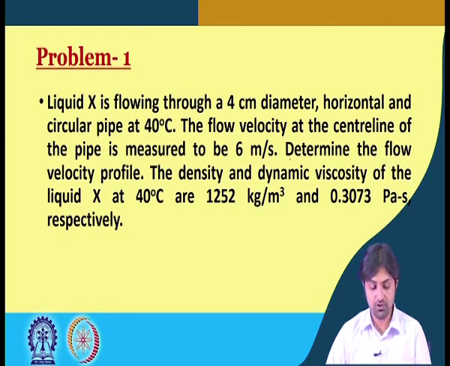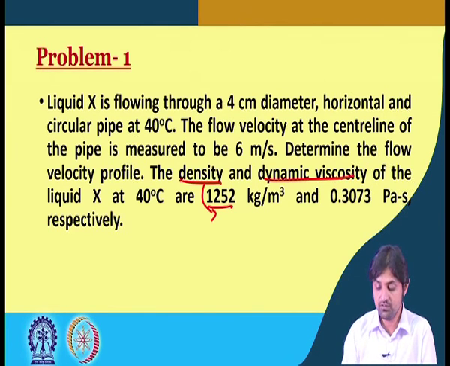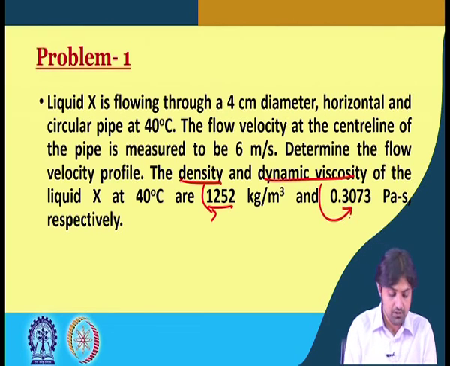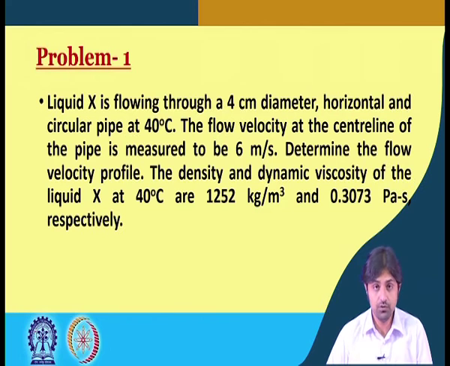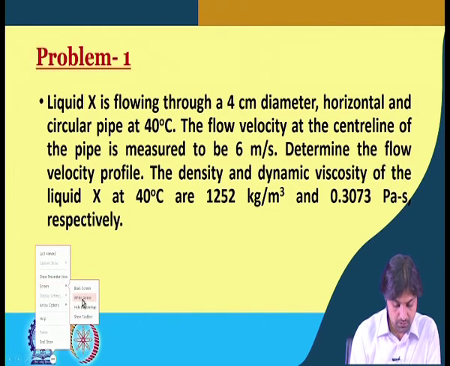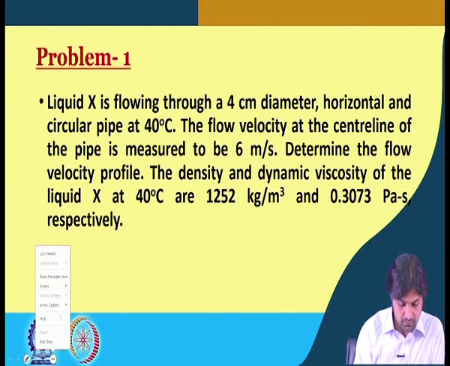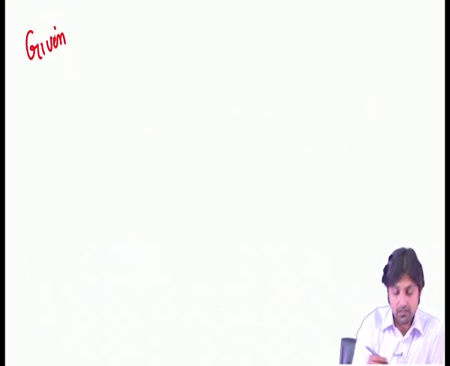The density and the dynamic viscosity of the liquid X at 40 degree centigrade are given: the density is 1252 kilogram per meter cube, and dynamic viscosity is 0.3073 Pascal second. So they have told us certain pieces of information and we have to solve this problem. So how do we do that? Now I am going to use the white screen, and the best way is, first we have to write the things that are given.